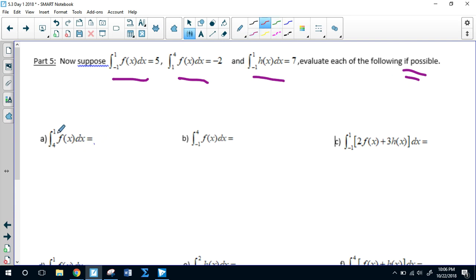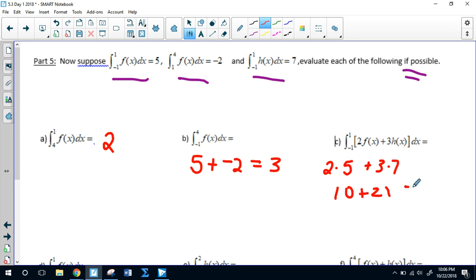So from 4 to 1 would be the same as the opposite of 1 to 4. So that's a 2. From negative 1 to 4, notice from negative 1 to 1 is 5 and from 1 to 4 is a negative 2. So it's 5 plus negative 2, which is a 3. And then from negative 1 to 1 is defined for both f and h, so that's good news. So for f, it's 2 times 5, and for h, it's 3 times 7. So we have 10 plus 21, which equals 31.